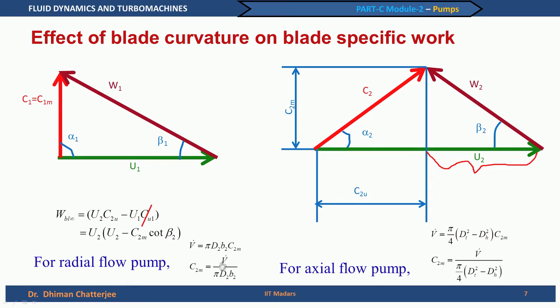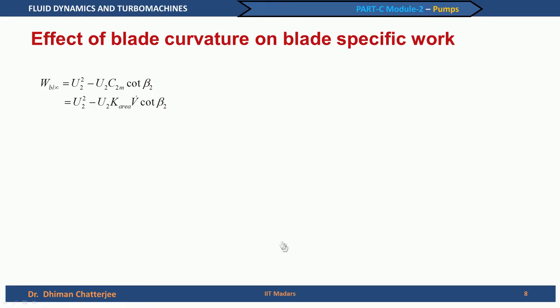So, let us see if I write C 2 M in terms of V dot, what happens. And if we write WBL infinity equal to U 2 square minus U 2 C 2 M cot beta 2, essentially what we have done is we have removed the bracket. So, we can write that now U 2 square minus U 2 k area times V dot cot beta 2, as we have just discussed that the C 2 M is related with the volume flow rate with some area related constant, which is constant for a given pump.